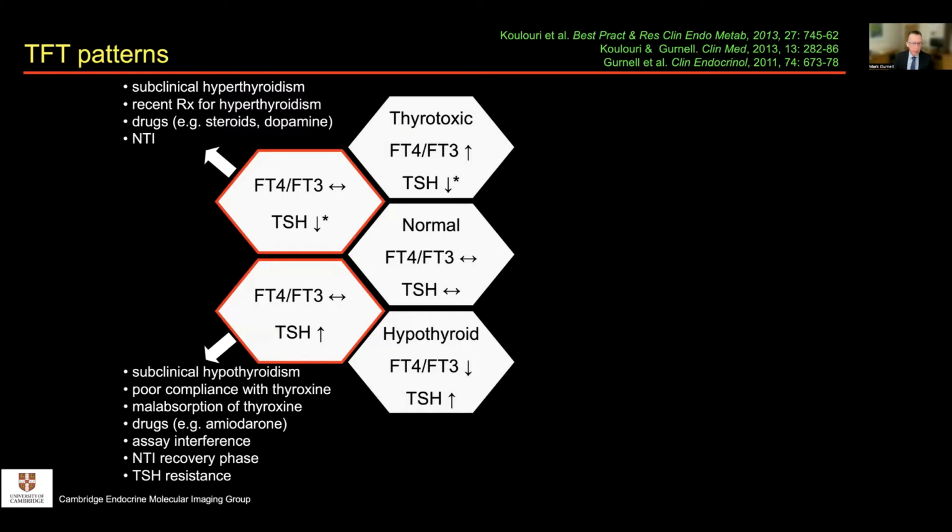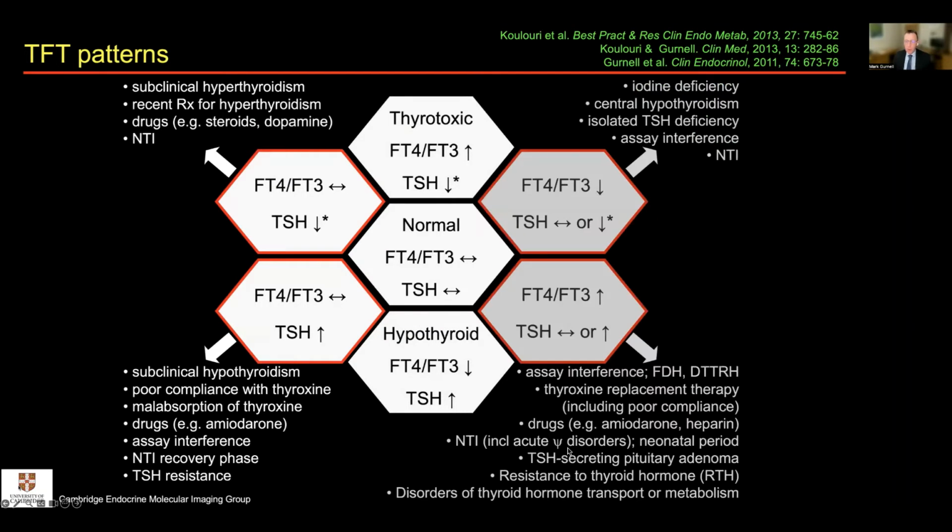For example, we may see scenarios in which free T4 and free T3 are normal, but the TSH is low or even fully suppressed. Or alternatively, the free T4 and free T3 are normal and the TSH is raised. And these are just some examples of the conditions that can produce these patterns. Equally, we may see free T4 and free T3 levels that are low, but the TSH is not elevated. It's either inappropriately normal or even low itself. Or the free T4 and free T3 are raised and the TSH is not suppressed, but inappropriately normal or even elevated. And again, some potential examples of these are shown here.